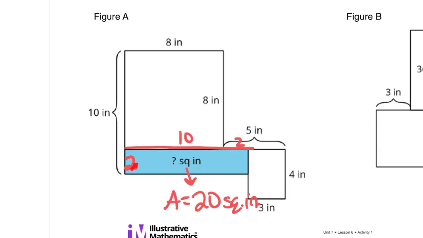In figure A, I know that this short side is 2, and I know that this short side here is 2 because this whole thing is 5 and this is 3, which makes, if I add that on to 8, which makes this side 10, and so the area is 20.